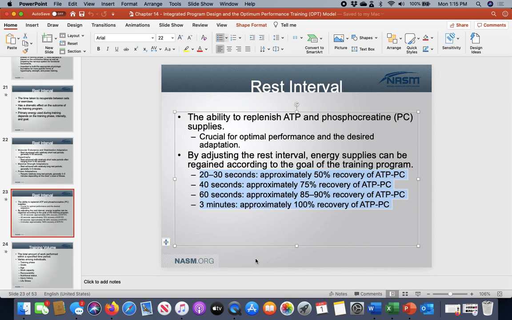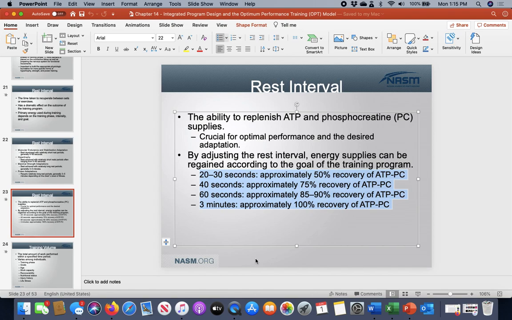Okay, 20 to 30 seconds of resting gives you about 50% recovery of those high energy phosphates, which you need very predominantly in resistance training. 40 seconds gives you about 75% recovery. 60 seconds gives you about 85 to 90% recovery. And then 3 minutes gives you about 100% recovery.